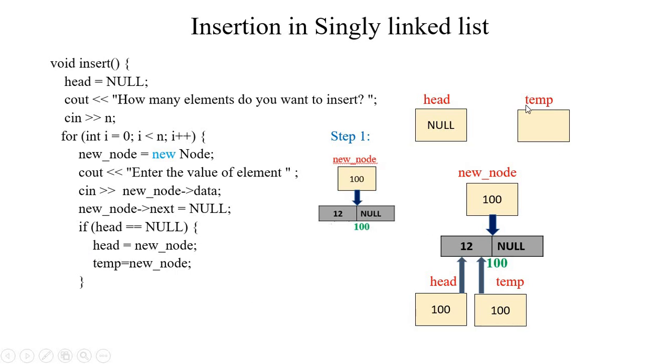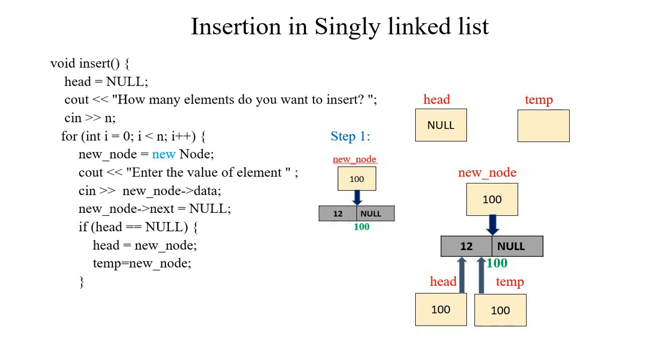And also I'm making one more pointer, temp. I'm making the temp also point to this particular location. Now look at this picture. What are the pointers pointing to in this node? Head is also pointing to this node. Temp is also pointing to this node, and new node is also pointing to this node. This is the first scenario.